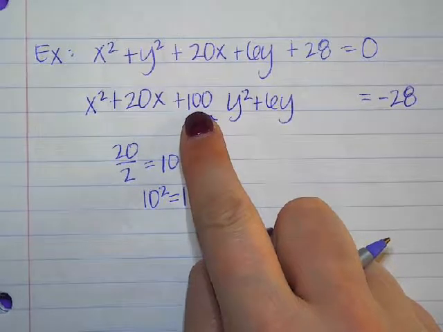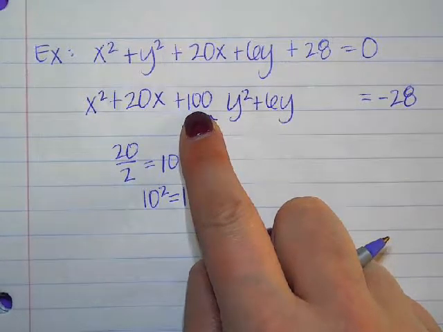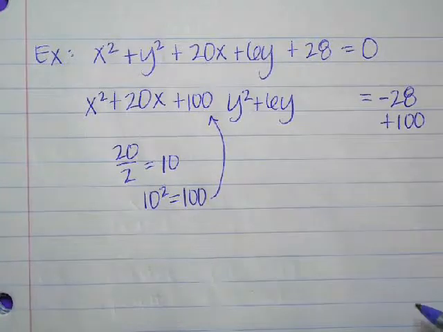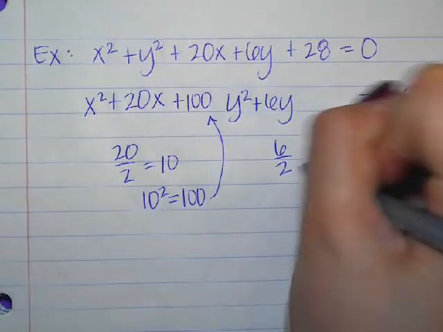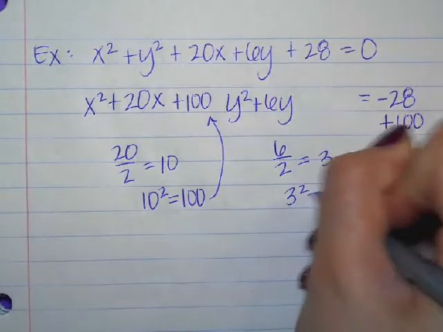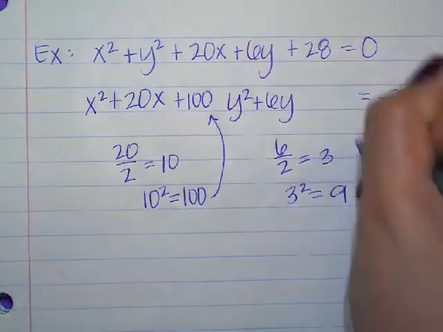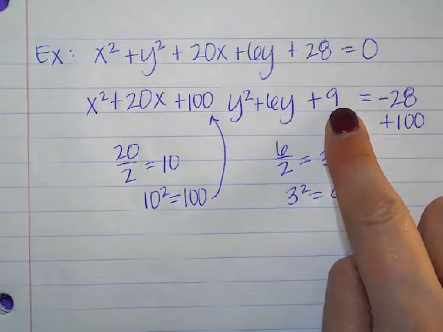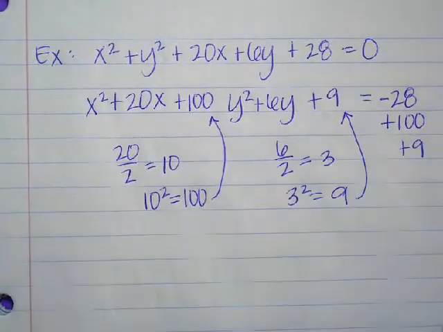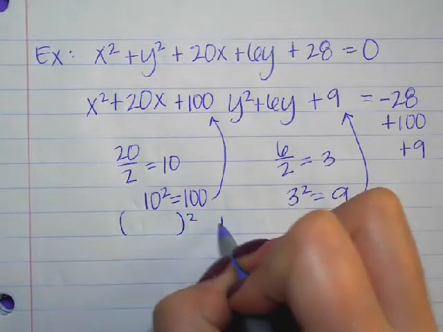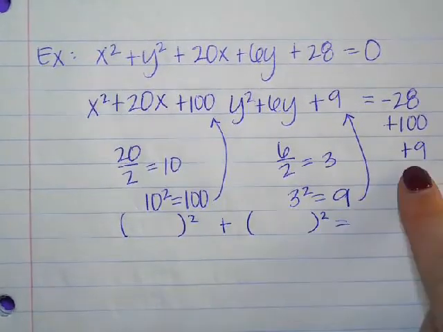And since I added 100 to the left side of the equation, what do I have to add to the right side of the equation? 100. So I'm going to say plus 100 over here. And then I'm going to do 6 divided by 2, which is 3. And then 3 squared is 9. So that's why Kaylee said the other one is plus 9. So we add 9 to the left side, and we add 9 to the right side. Okay, so now we have something squared plus something squared equals some number over here.